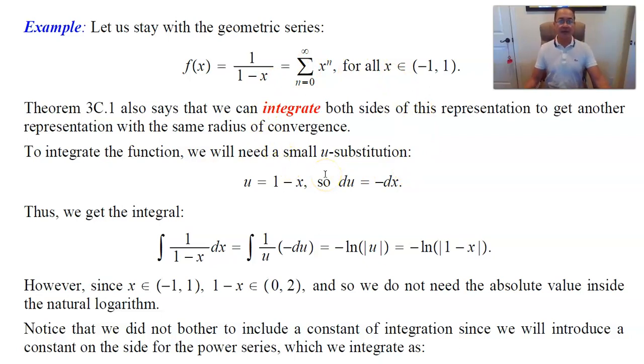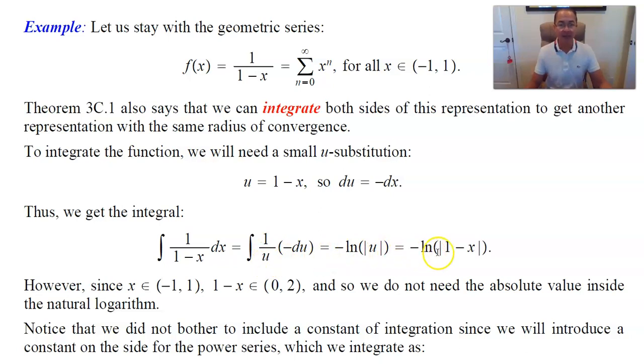So instead of taking the derivative of both sides of this equation, which is what we did to get nx to the n, we're going to take the antiderivative of both sides. We will integrate both sides. Okay? To integrate 1 over 1 minus x, though, we need a small u substitution. U will be 1 minus x. There's a minus. Du is, excuse me, minus dx. Okay? So that will be 1 over u minus du, or minus ln of absolute value of u.